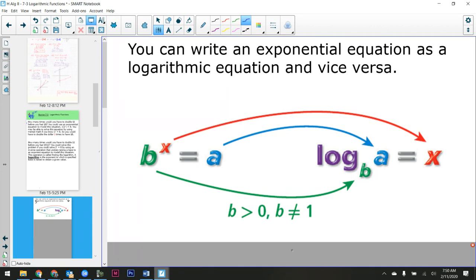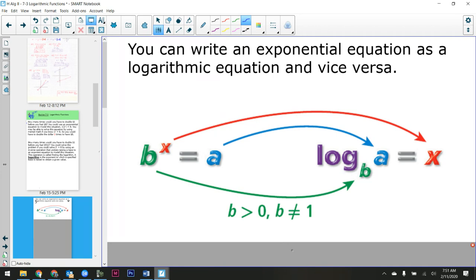Again, negative bases make it non-real. Weird things happen. So that's why it can't be negative. Okay, so now take a look at your conversion. Honestly, a lot of today is just figuring out what these logarithm things are and building basic block stuff with them.